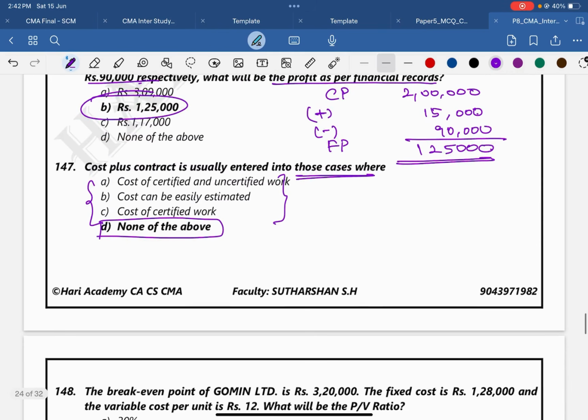Okay, then 147. Cost plus contract is usually entered in those cases. Cost plus contract is entered in all the cases. Very simple. Whatever work you take, you will enter in cost plus contract.